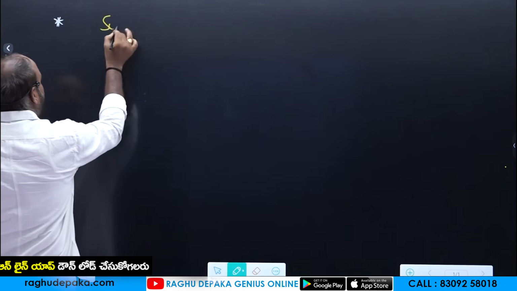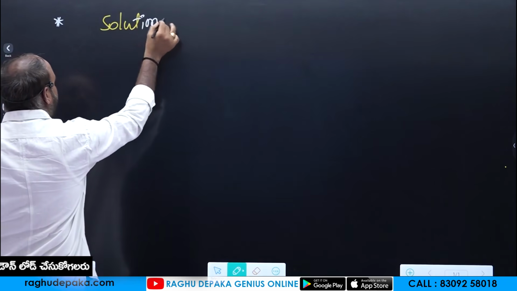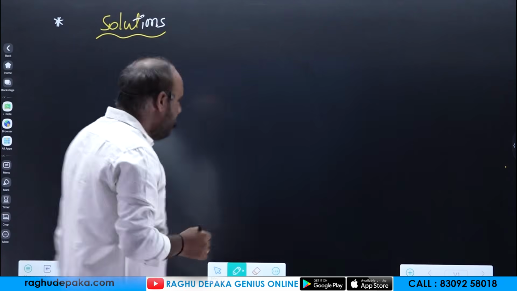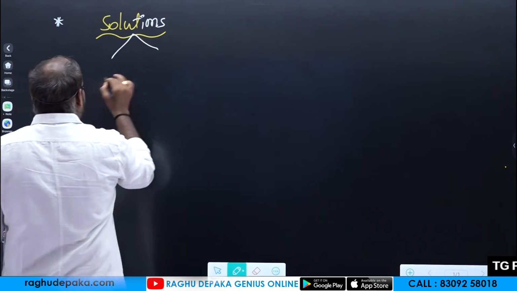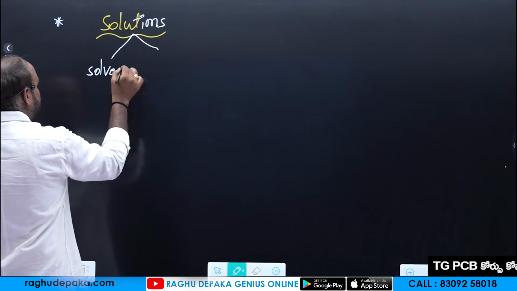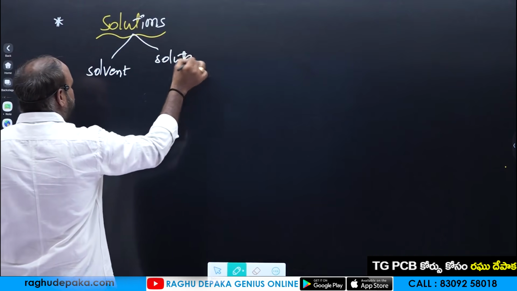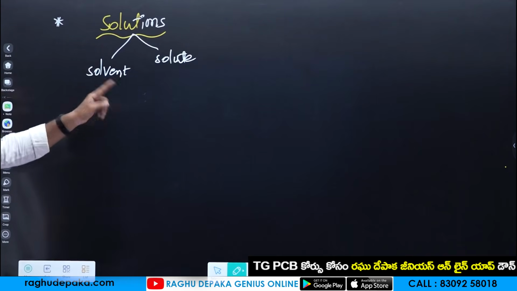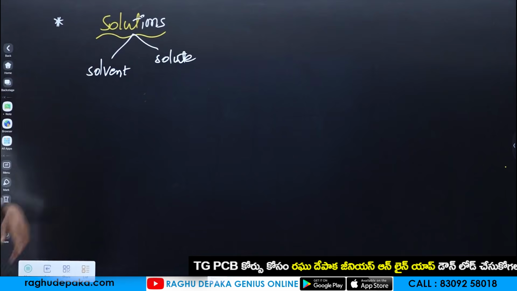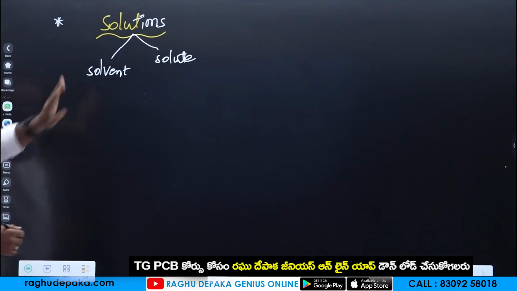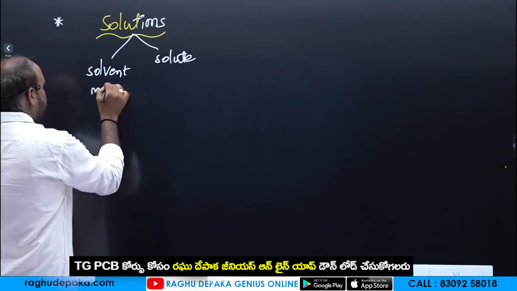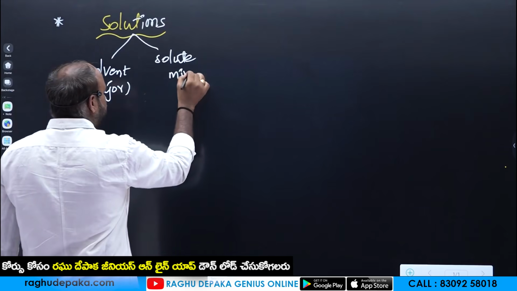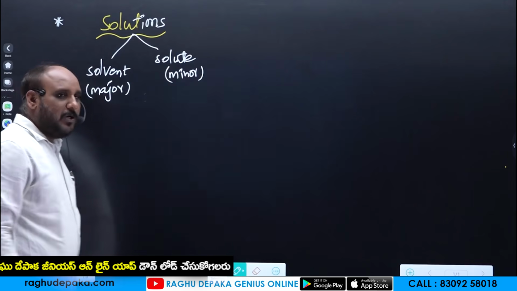So one more topic we are going to discuss: solutions, right? Solutions are formed by mixing of two components. One component is a solvent, the other component is a solute. Whenever solvent is mixed with a solute, that forms a solution, so that is called a solution, right? The major component present in the solution is called the solvent. The minor component present in the solution is called the solute, right?